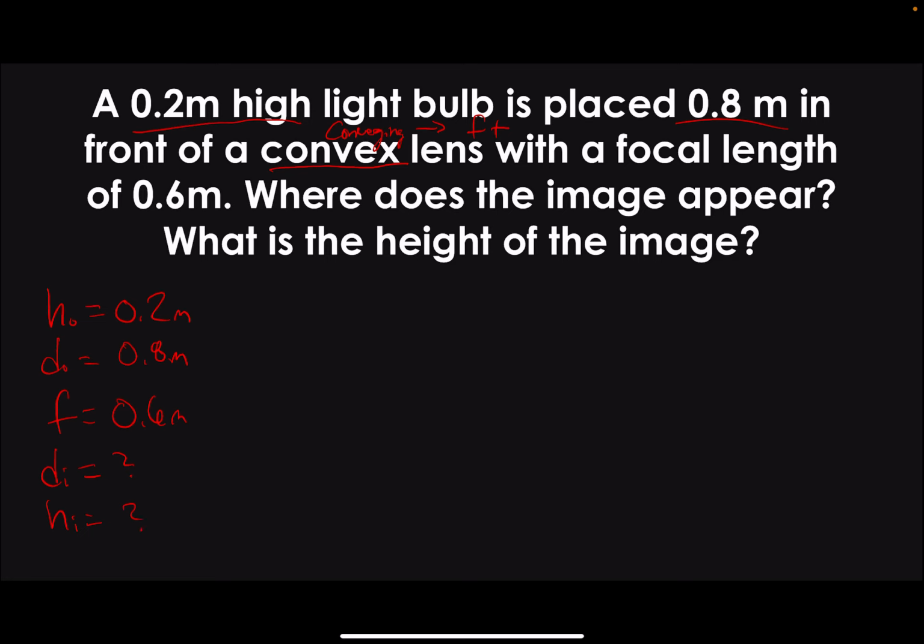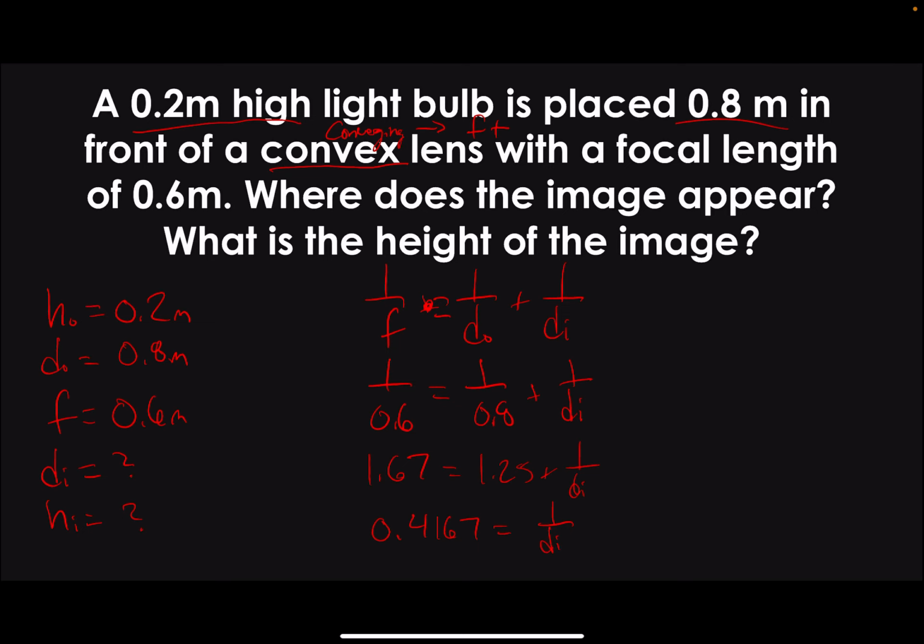Well, I know f and I know d_o. That means I can find d_i by using this equation: 1 over f is equal to 1 over d_o plus 1 over d_i. So 1 over 0.6 is equal to 1 over 0.8 plus 1 over d_i. I think we get 1.67 is equal to 1.25 plus 1 over d_i. We're going to subtract the 1.25 to the left side, and I think we get 0.4167, something along those lines, assuming you're keeping all the decimals in your calculator at the right time.